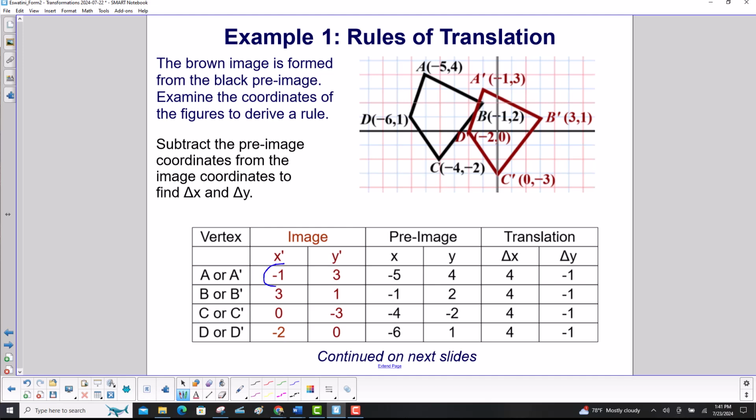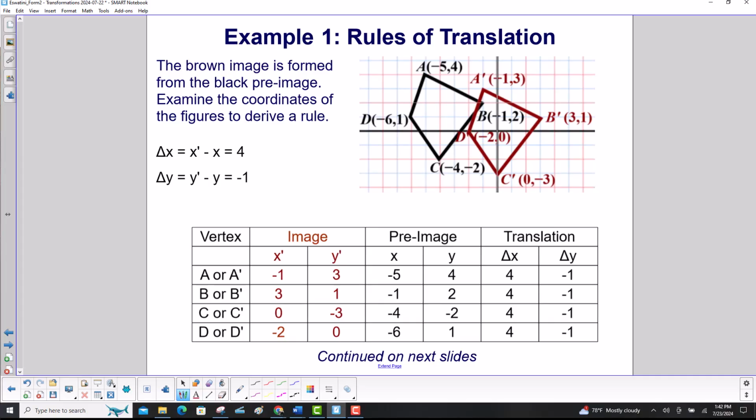So let's start here. That's -1 minus -5. What's that going to be? 4. That's delta x. Let's check out the y now. Y prime is 3. 3 minus 4 is negative 1. And again, please pause the video if you'd like and go through each row and verify it for yourself. And what does it mean that all the delta x and the delta y are the same for each row? That means it's a valid translation.